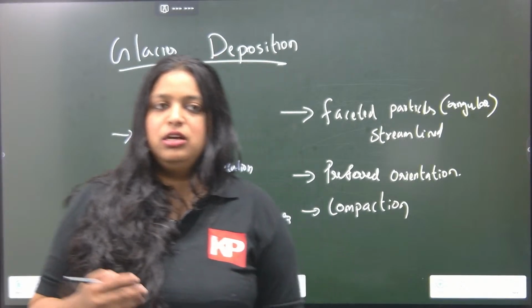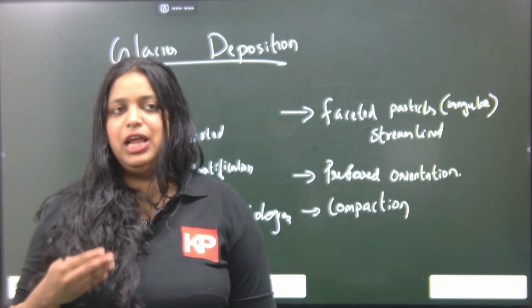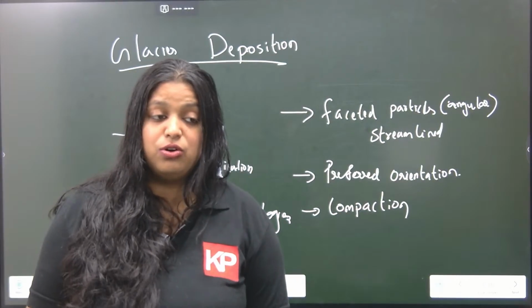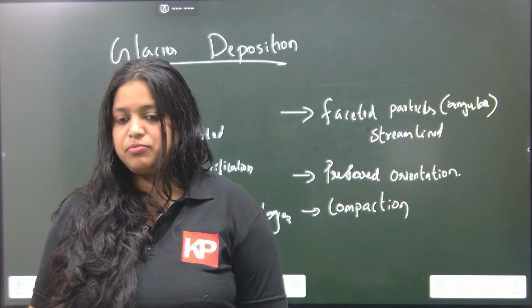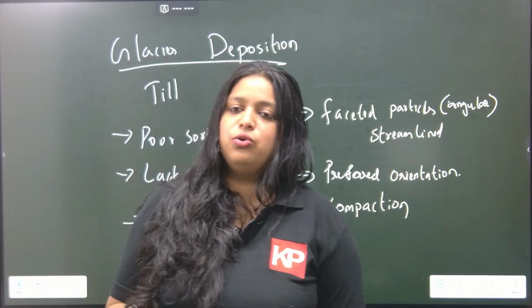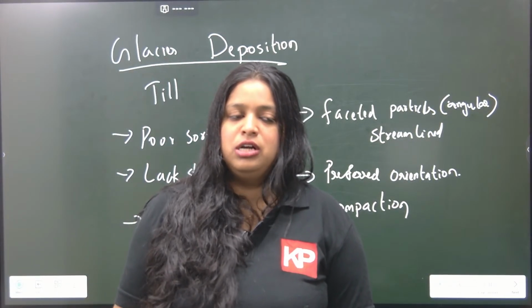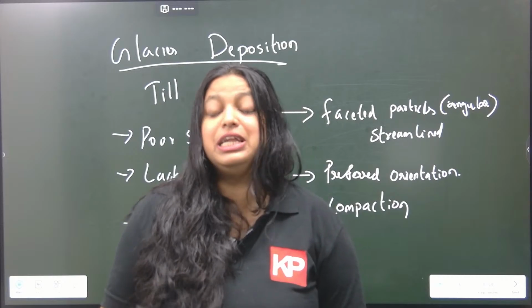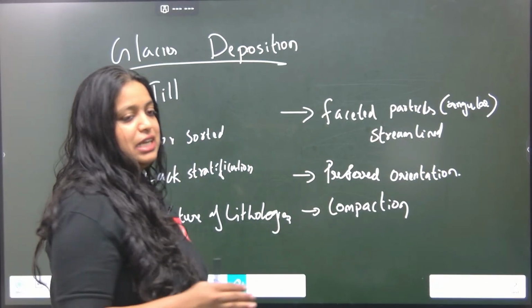Next, deposition will happen upon a striated rock or a sediment basement, because upon that surface the glacial flow might have happened, right? So upon those striated rock bodies, sediment deposition or till deposition will be happening.